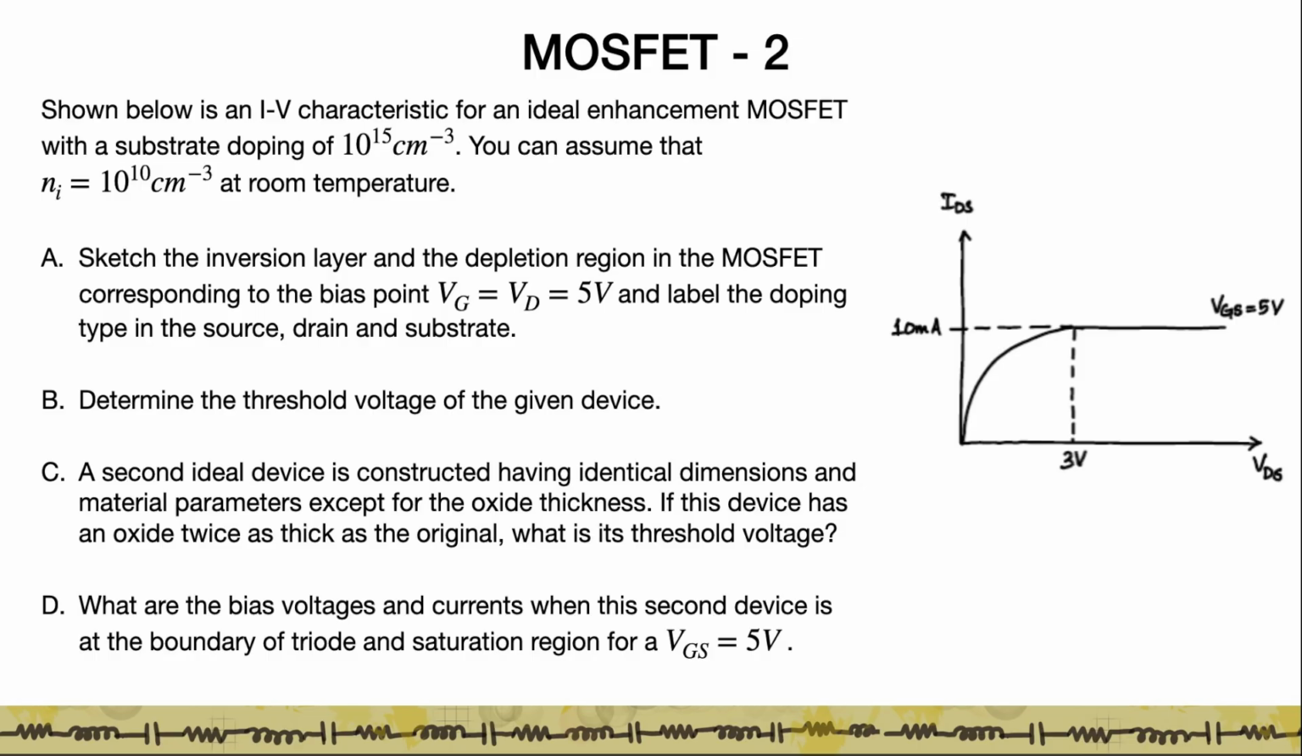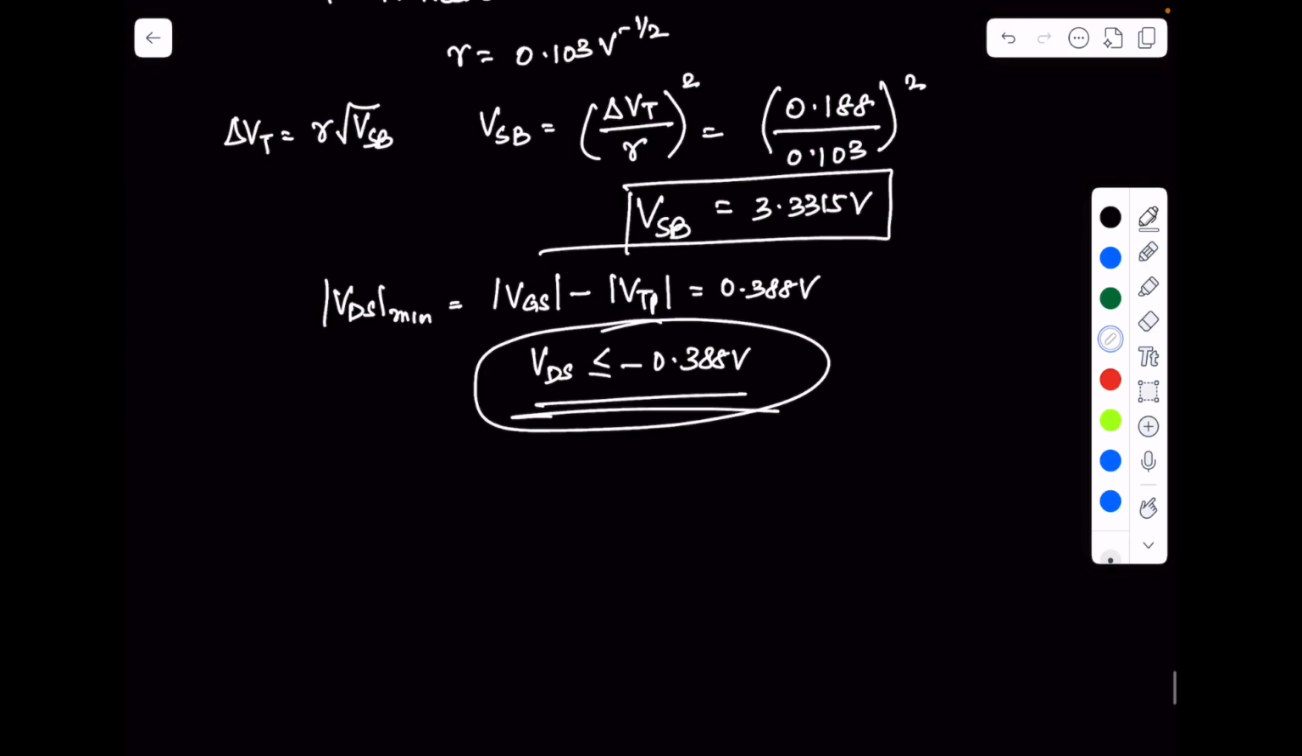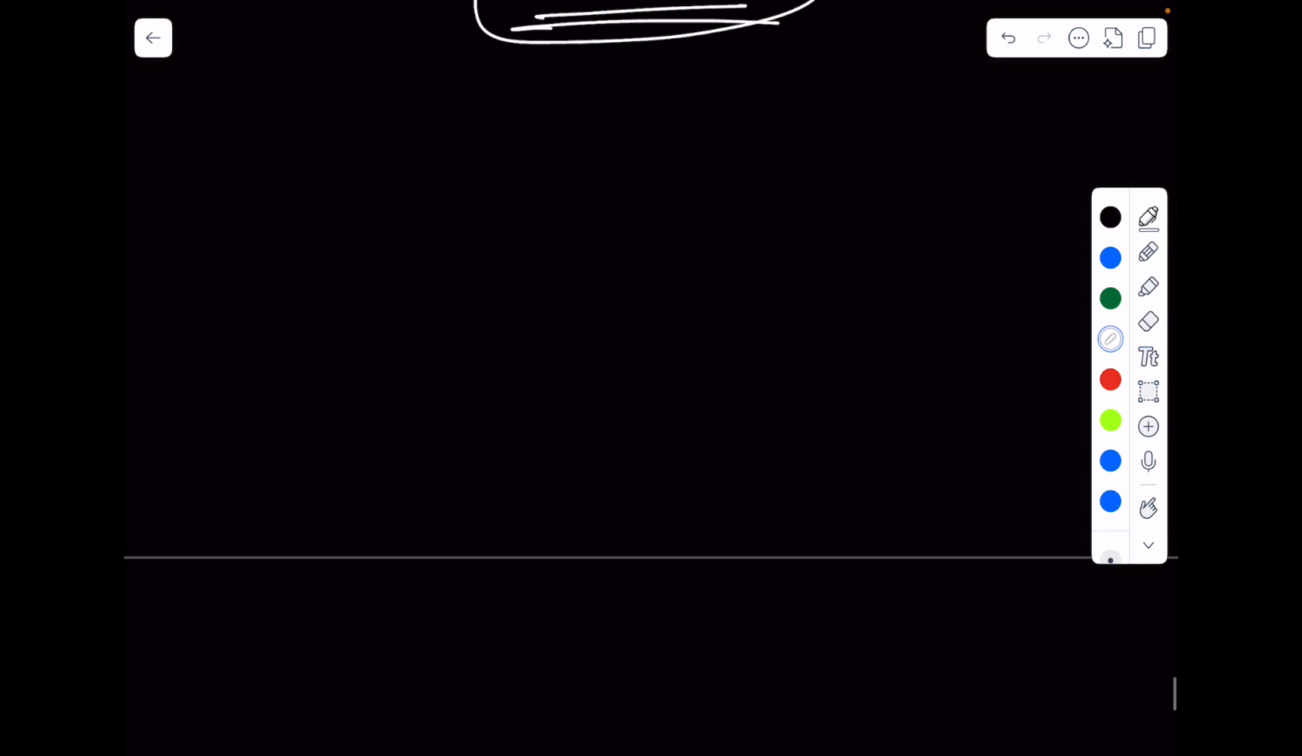A second ideal device is constructed having identical dimensions and material parameters except for the oxide thickness. If this device has an oxide twice as thick as the original, what is its threshold voltage? What are the bias voltages and currents when this second device is at the boundary of triode and saturation region? Let's start with the first question. So if you look at the device, you're given basically a substrate concentration of 10 power 15 per centimeter cube.